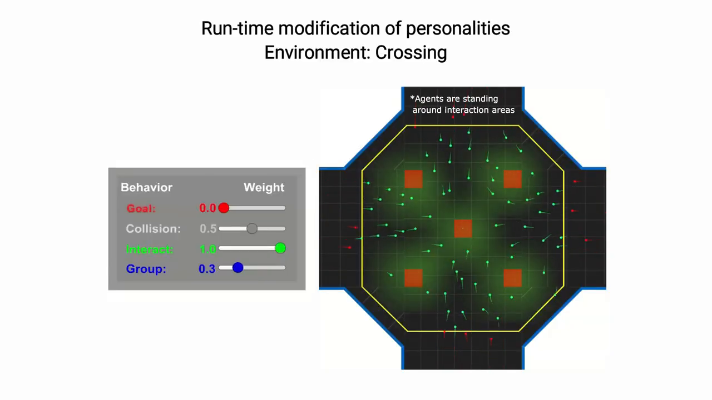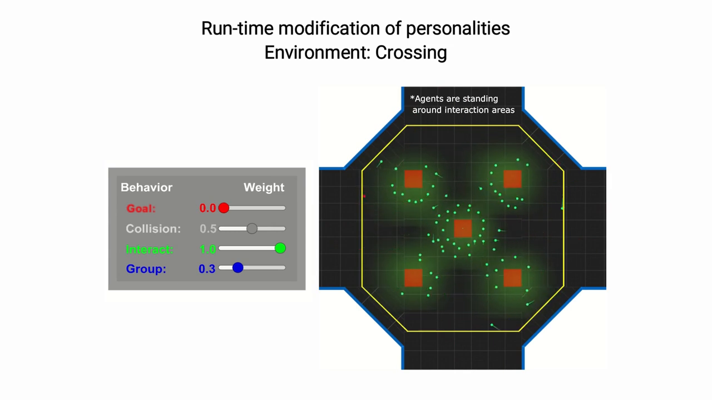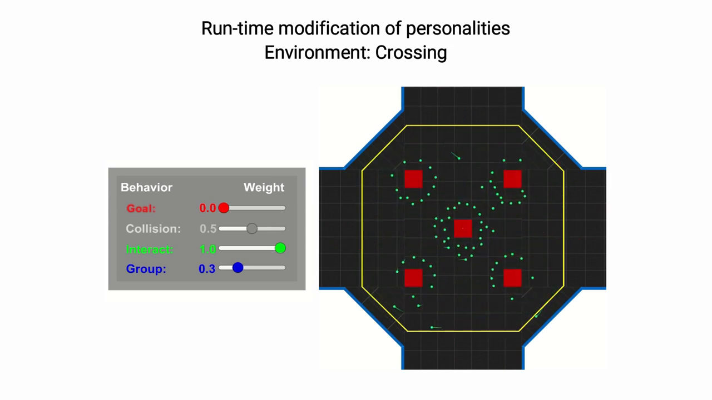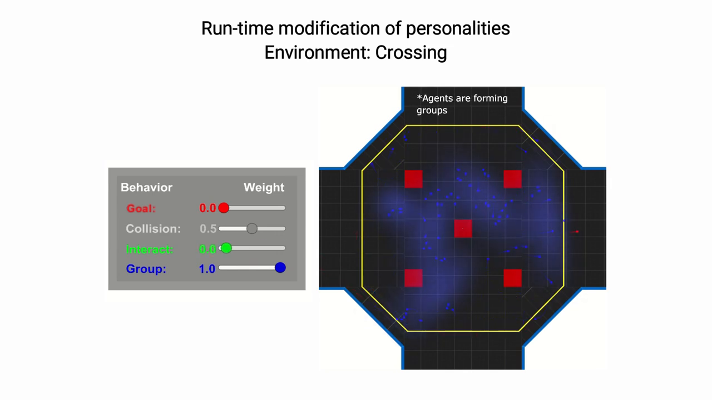Here we demonstrate the intuitive effect of the slider's fluctuations. Decreasing the interaction weight and increasing the grouping weight shows the immediate change of the agent's behavior from circling around objects to forming groups, while increasing the weight for the goal makes agents highly goal-oriented.